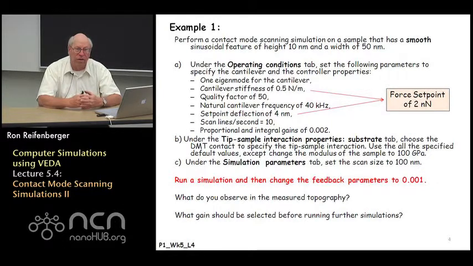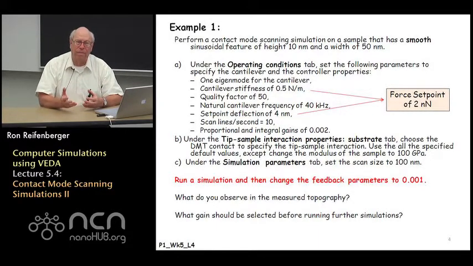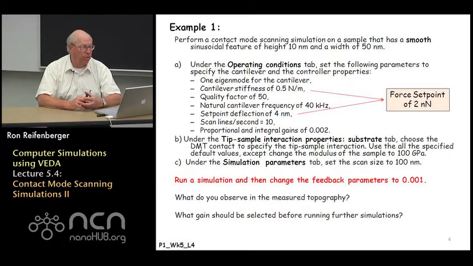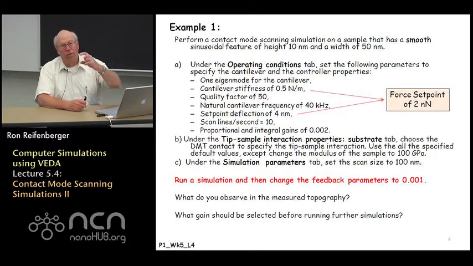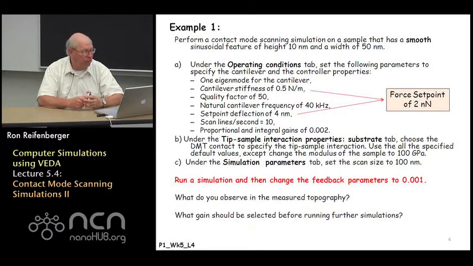The quality factor and frequency of the cantilever are not terribly important for contact mode scans, but they'll become more important when we do the dynamic AFM in part 2 of the course. We have to specify the set point deflection. In this case, I just choose 4 nanometers. So by choosing 4 nanometer set point deflection with a cantilever spring constant of 0.5 newtons per meter, that's telling me that my force set point is 2 nanonewtons as I scan the tip over the substrate.